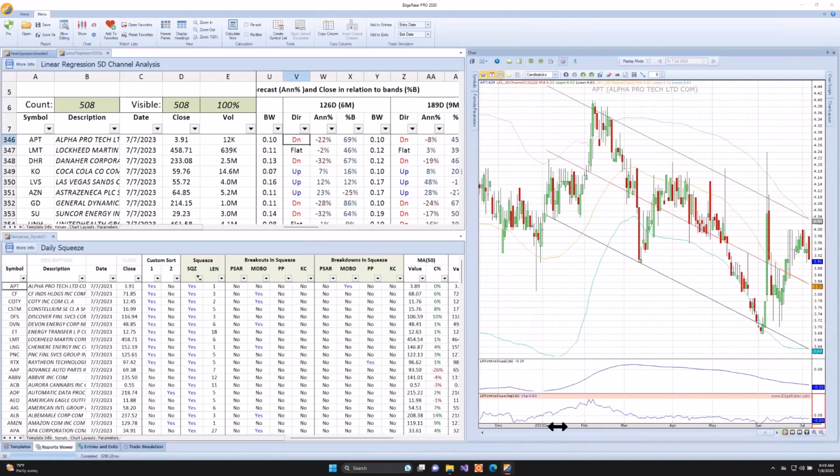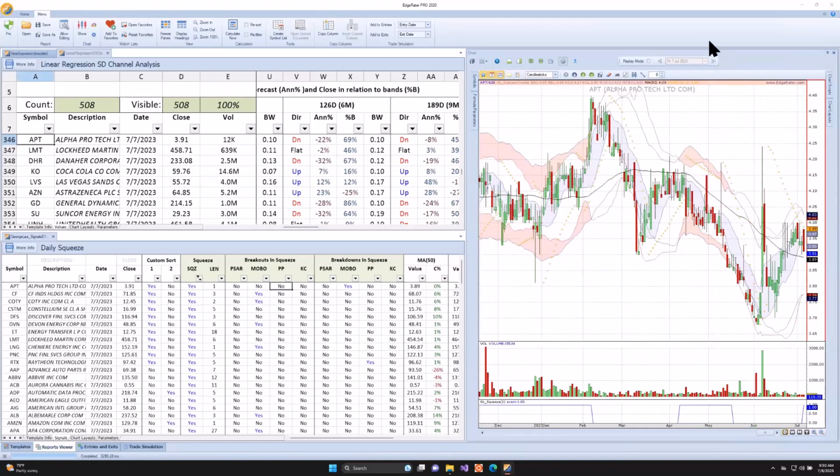What I'm trying to say here is just that the chart is sensitive to where you're clicking in your templates. Now, if I go back down to the daily squeeze and click anywhere in the daily squeeze, it's changed over now to a squeeze layout.